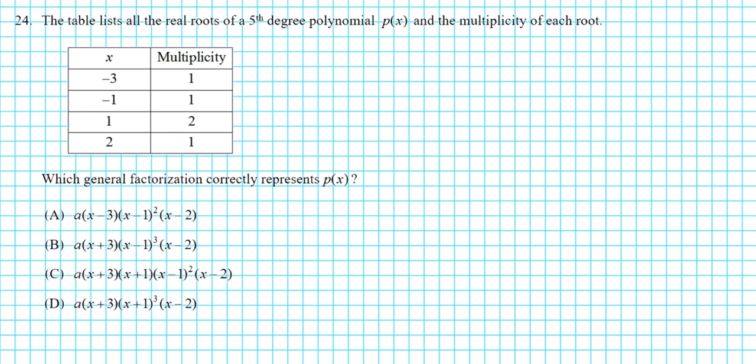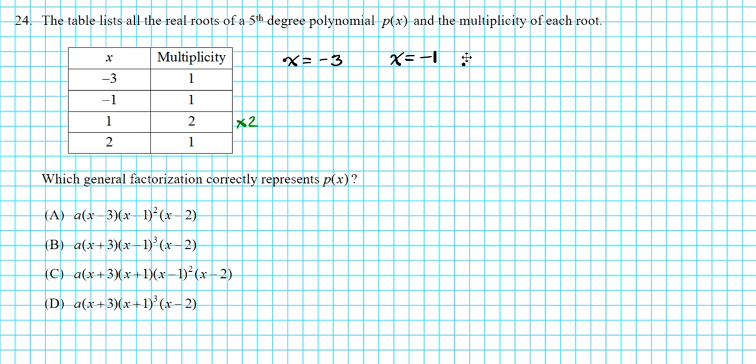Alright, question 24. The table lists all the real roots of a fifth degree polynomial, p of x, and the multiplicity of each root. So x equals negative 3 has a multiplicity of 1. So we're just going to have 1 x equals negative 3. Okay? So the multiplicity is basically how many times that particular root shows up in the solution of the roots for a polynomial equation. Negative 1 has a multiplicity of 1, so this one shows up only once. Positive 1 has a multiplicity of 2, so that means it's going to show up twice.